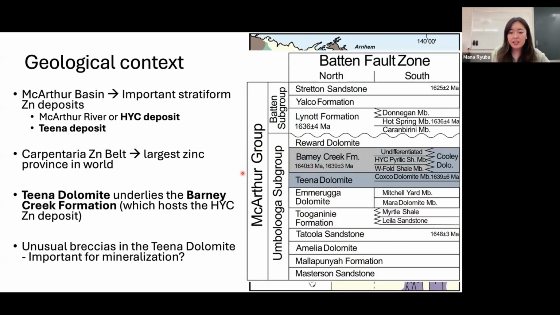Chris Reed, when he was at Teck Australia, brought this project to us because there were these unusual breccias appearing in multiple drill cores, and Chris wanted to find out what these breccias were and whether they could tell us anything about the mineralization process in this area.